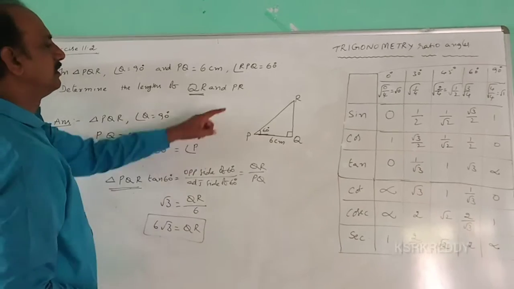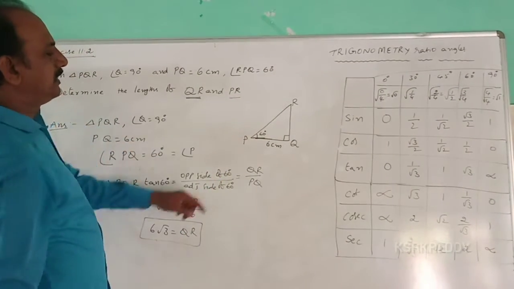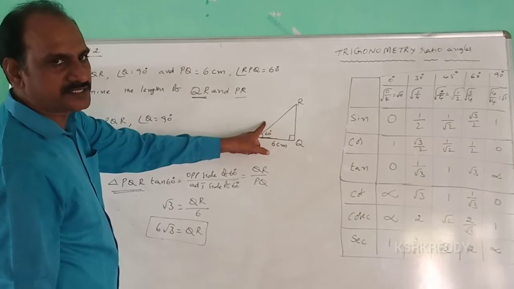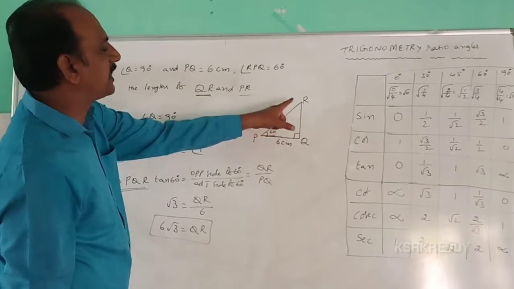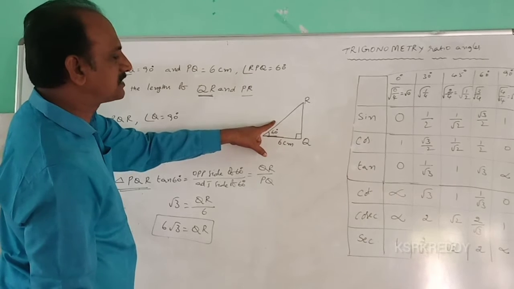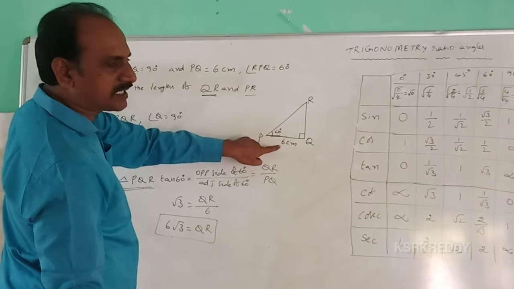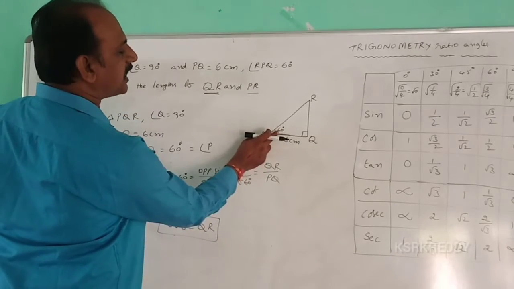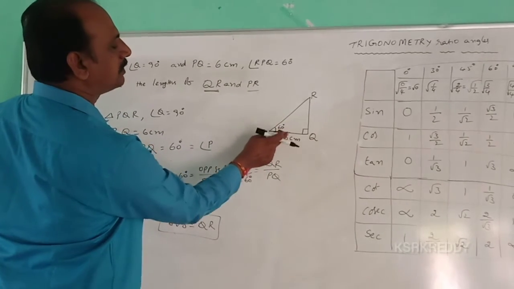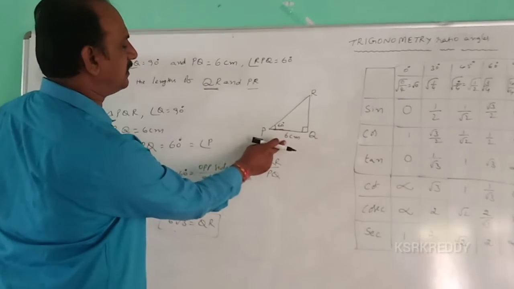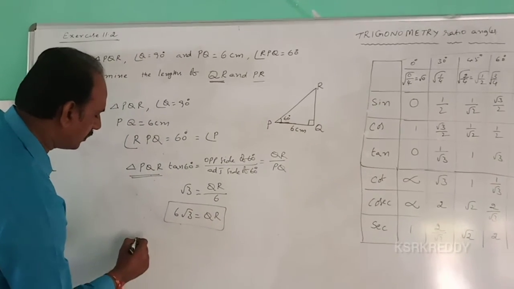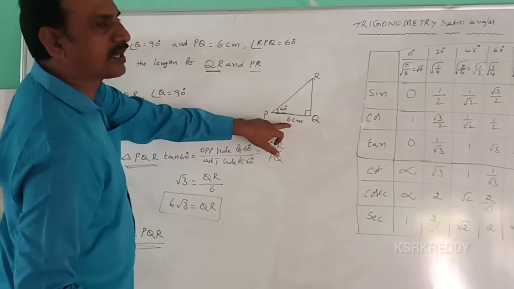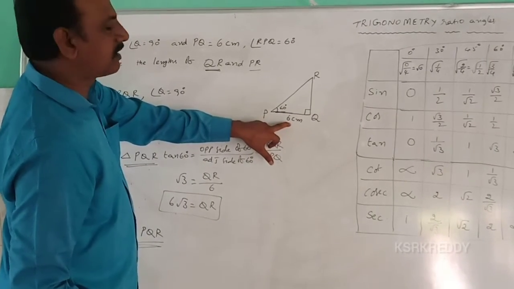And the other one is PR. What is the relation of PR? PR is the hypotenuse of the right angle triangle, so PR is the required value. And the given value is the adjacent side of 60 degrees. So the required value is the hypotenuse and the given value is the adjacent side. Apply in triangle PQR: what is the hypotenuse and adjacent side formula? Cos or secant.